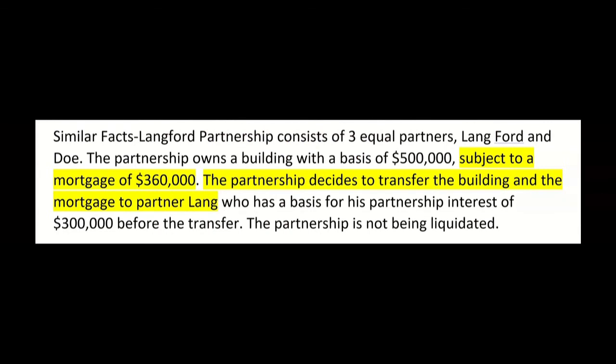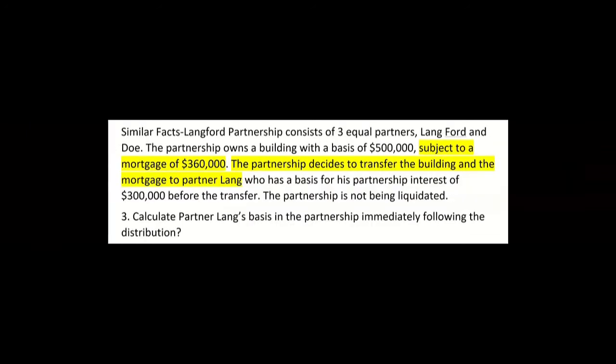All right, similar facts. Langford Partnership consists of 3 equal partners, Lang, Ford, and Doe. The partnership owns a building with a basis of $500,000 again, but this time it's subject to a mortgage of $360,000. And the partnership decides to transfer the building and the mortgage to partner Lang, who has a basis for his partnership interest of $300,000 before the transfer. The partnership is not being liquidated. This is a normal distribution. And they want us to calculate partner Lang's basis in the partnership immediately following the distribution.